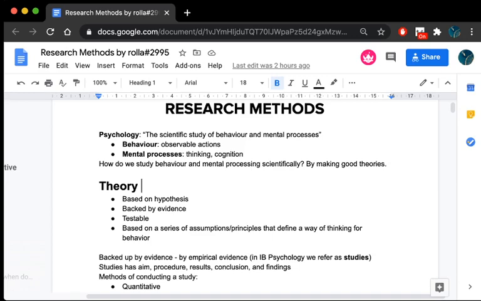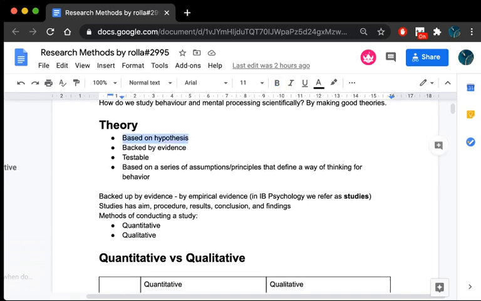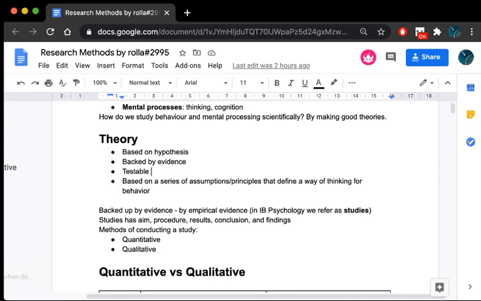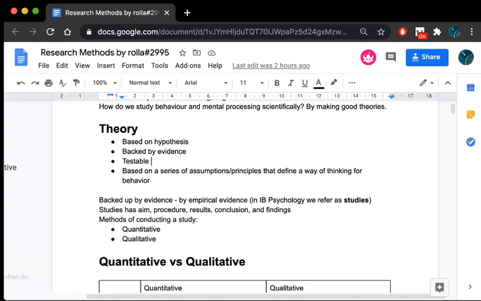And how we do this in psychology is basically by making good theories regarding the behavior and mental processes that humans have. And in order to have a good theory, it should be based on a hypothesis, backed up by evidence. It can be tested or it can be studied, and it is also usually based on some assumptions or principles that define thinking or behavior.